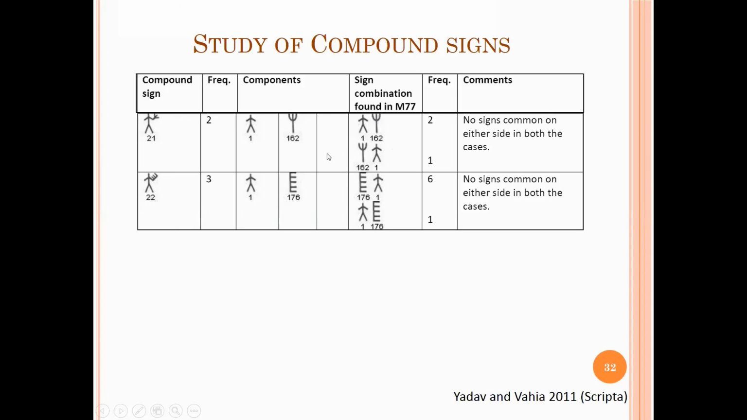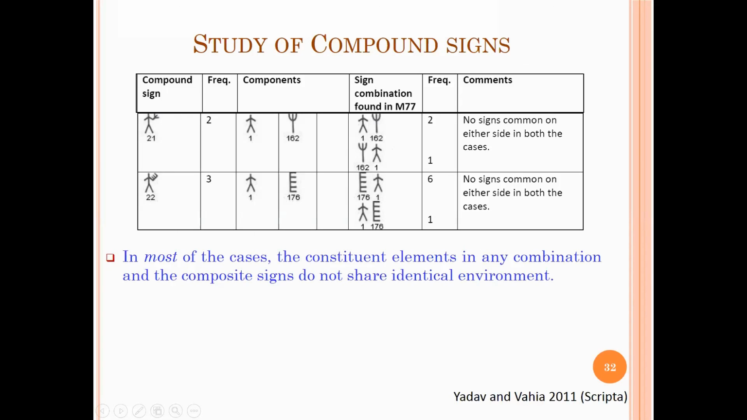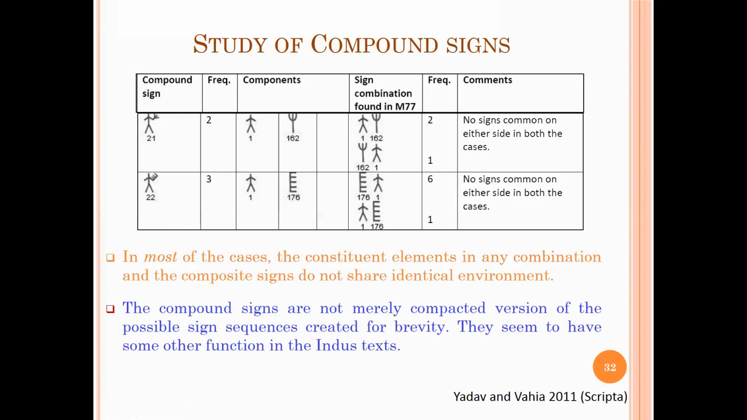So what was found in the study is that in most of the cases, the constituent elements in any combination do not seem to share an identical environment with the compound signs. So the compound signs do not seem to be formed for saving space, that is, for brevity. Rather, they seem to have some other function in the Indus text.